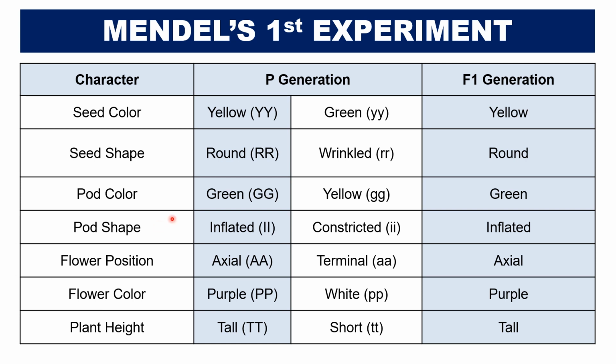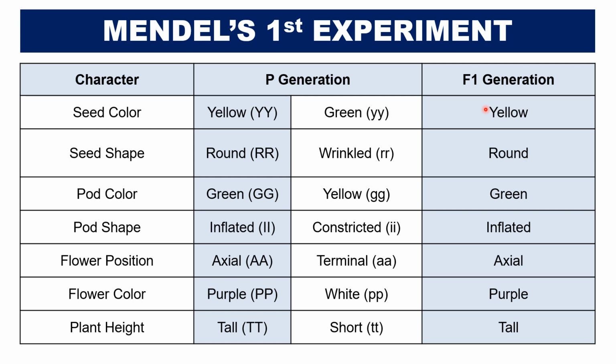In Mendel's first experiment, he crossed the contrasting traits of each character as his P generation or parent generation. We have yellow versus green, round versus wrinkled, green versus yellow, and so on. And he came out with these results under the F1 generation. As you can see, only one trait appeared or has been expressed.